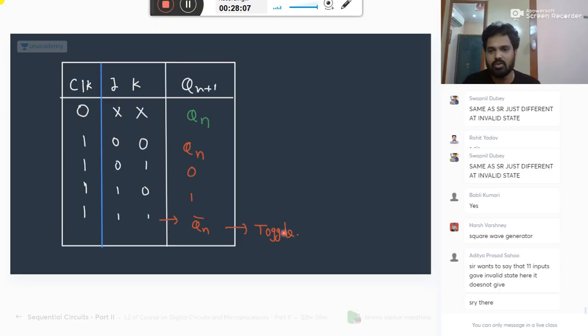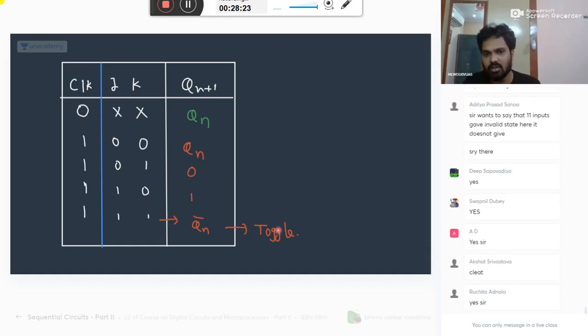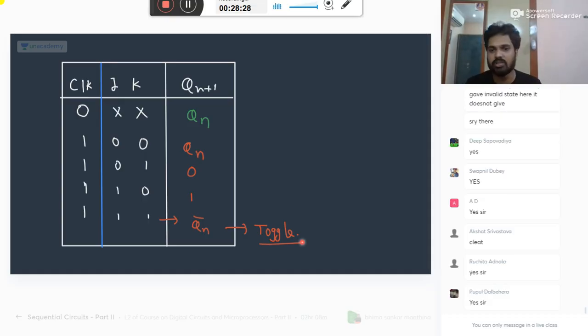If it is already 0 1, it will become 1 0. If it is already 1 0, it will become 0 1. Is it clear what I am saying up to this? Whether it is advantage or disadvantage, just wait for some time. We can use it in so many applications. This is an advantage for us. In so many cases we use this toggling mode only. Let's go to the next step.